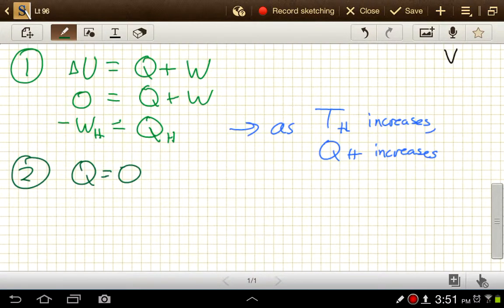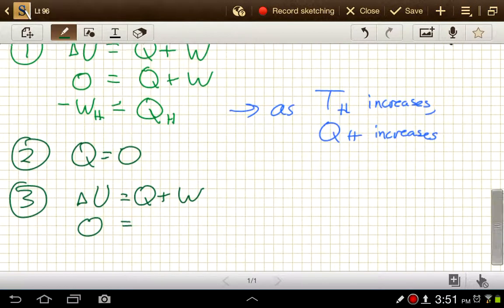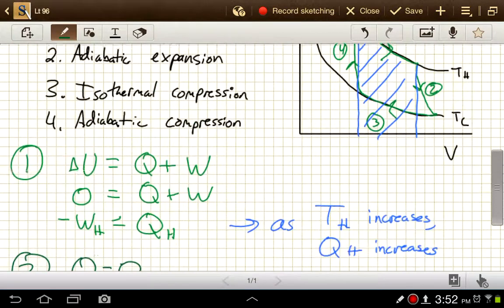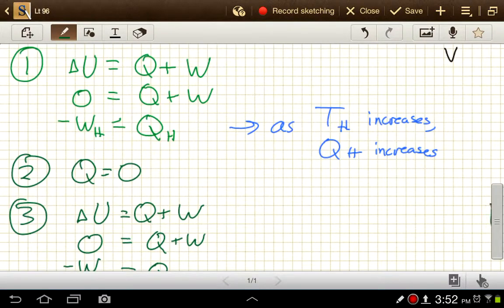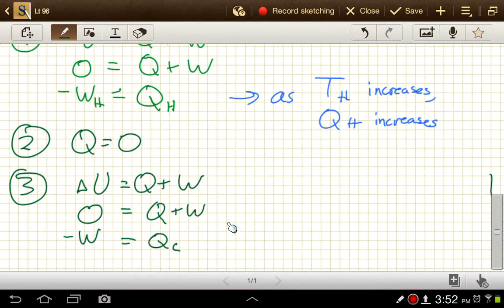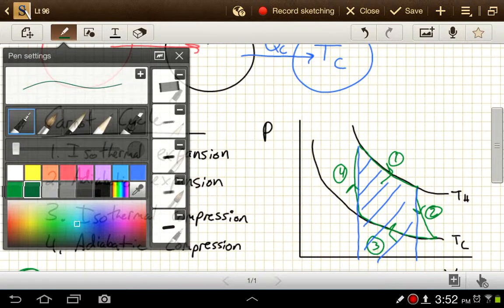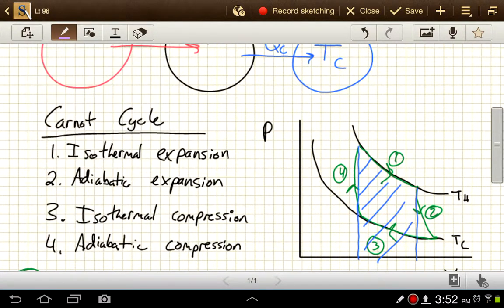And then for process 3, again we have delta U is equal to Q plus W, and delta U is 0 because it's another isothermal process. And so we see that Q is equal to negative W again. And this time we're talking about at the cold temperature, QC and WC. And so now we're looking at, new color, purple will do, the area underneath this curve. So that'd be this little area right here.